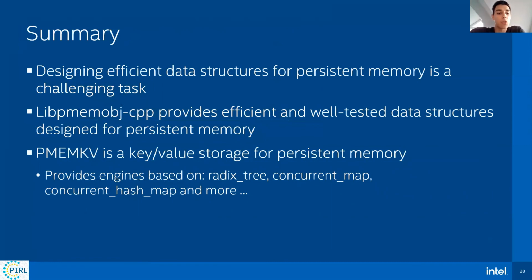And we got to the end of this presentation. And to sum it all up, designing efficient data structures for persistent memory is quite a difficult task. However, you don't have to do it all by yourself. You can use libpmemobj-cpp containers, which are already well tested and optimized for persistent memory. You can also use most of those data structures, especially RadixTree, concurrent map and concurrent hash map through PMDK, which is a key value storage. And you can also use that through bindings to Java, Python or Node.js.